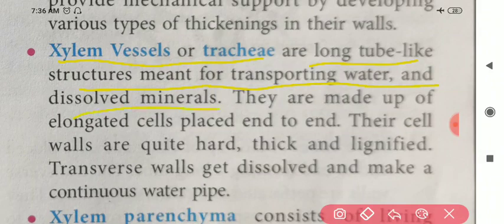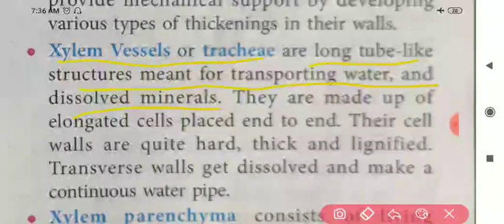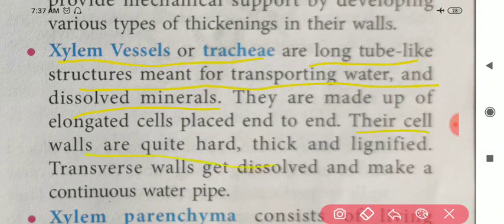Their cell walls are quite hard, thick and lignified. Transverse walls get dissolved and make a continuous water pipe. So, these two lines you must underline, you must write about xylem vessels or tracheae.